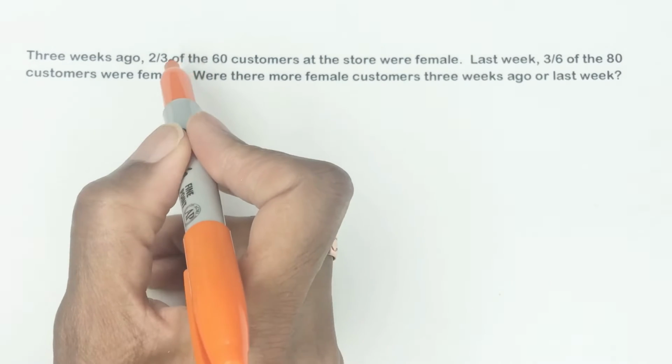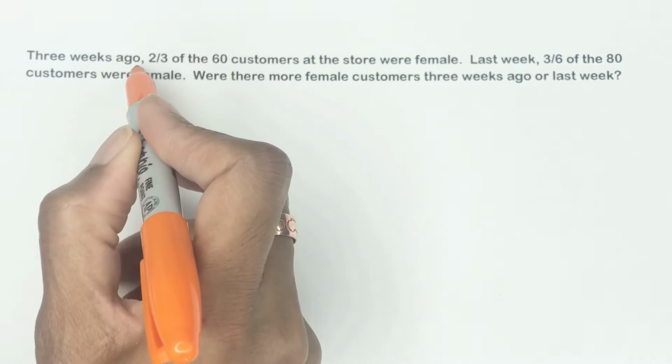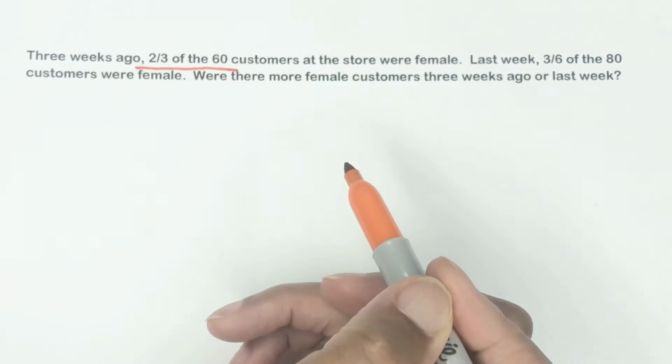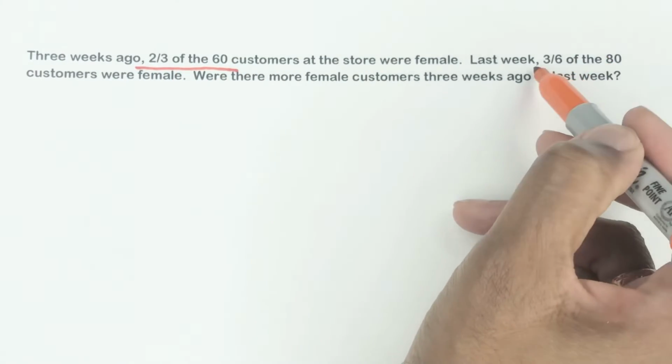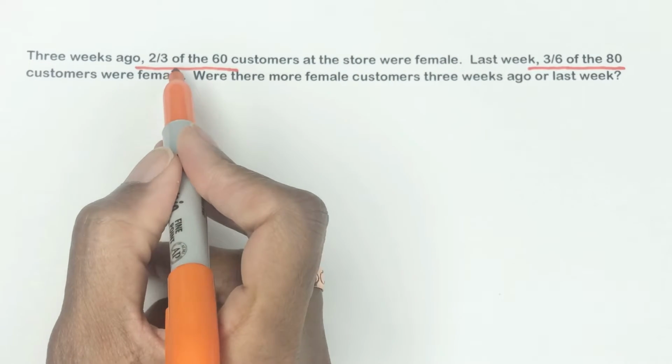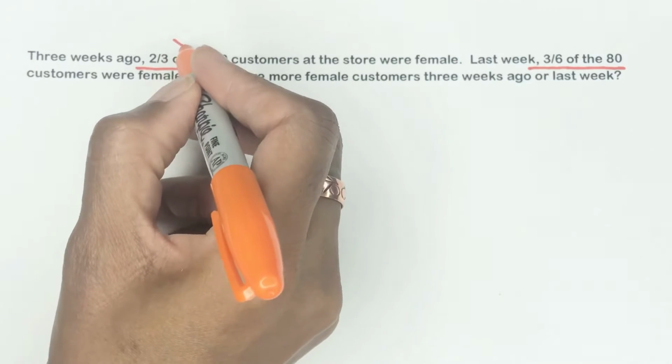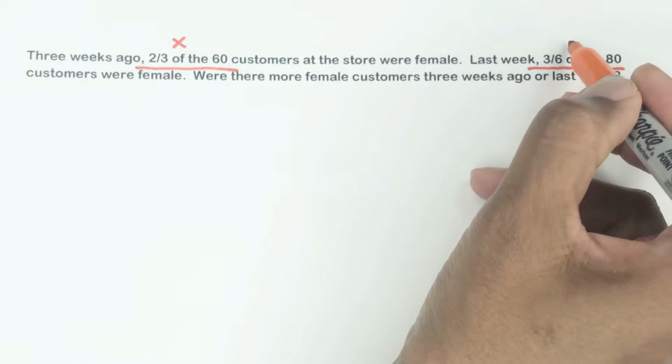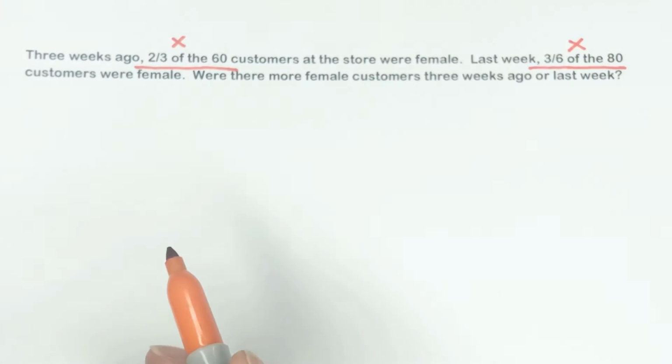Okay, so let's look at the first part of the question. So we have 2/3 of 60, and then we have 3/6 of 80. Of always means multiply, so we know we're multiplying. That's part of the math language. Of means multiply. That's the first thing you'd have to know, otherwise you wouldn't know what you're calculating.